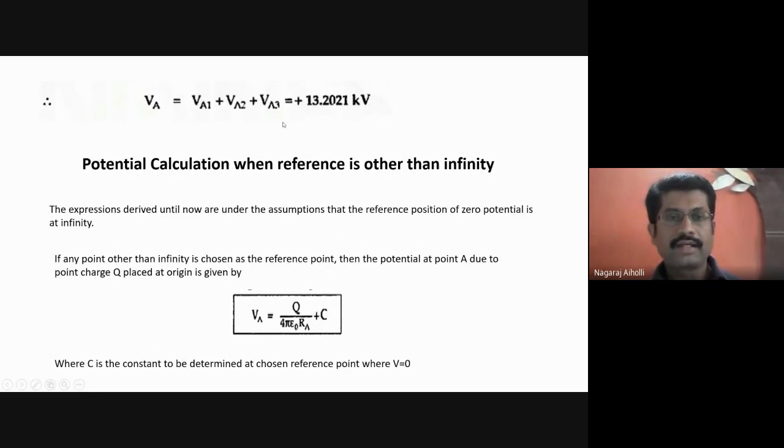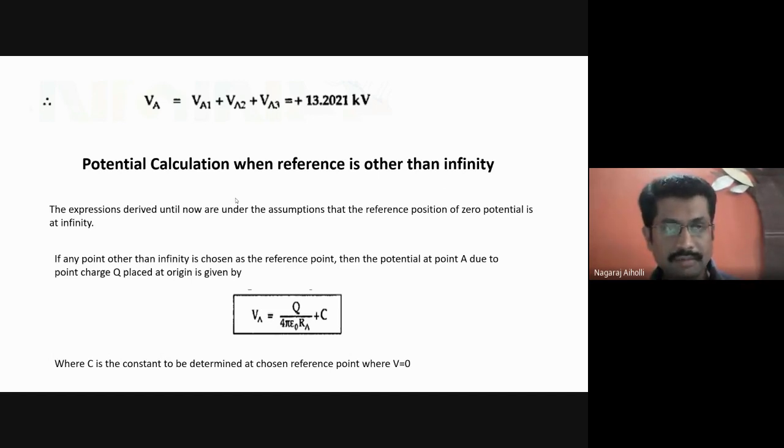Next one is potential calculation when reference is other than infinity. That is, if we are calculating the potential at some point which is not at infinity. Usually, up till now, we have considered the reference to be at infinity. Suppose the reference is not at infinity, it is at some other point with some other coordinate, then what will be the potential?